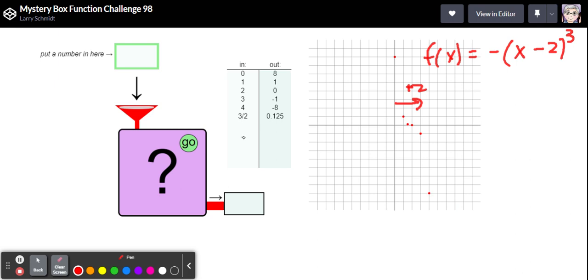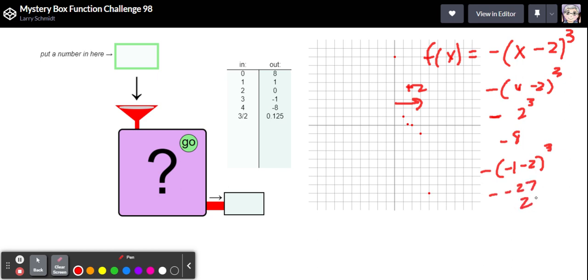Let's plug in a point and see if it's matching. If I put in a 4 here, -(4 minus 2) quantity cubed. Well, 4 minus 2 is 2, and 2 cubed is 8. So that's a -8, and that's what we get when we put in 4. Maybe we can predict one more value. What if we put in a -1? So let's try that. So -(-1 minus 2) quantity cubed. So -1 minus 2 is -3. You cube that, you get a -27, and the negative of -27 is a +27.